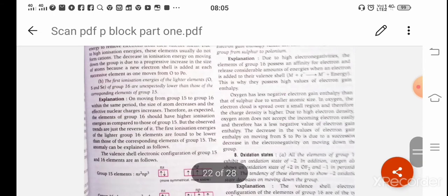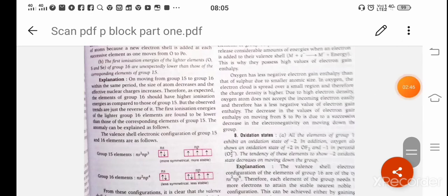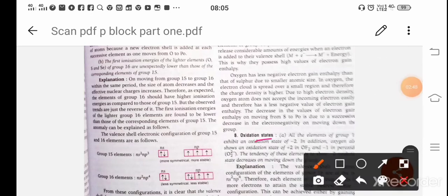Now coming to the next property, that is oxidation state. Oxidation state depends upon the number of electrons present in the outermost shell, and two categories of oxidation state are observed in group 16, that is negative and positive. The negative oxidation state, exhibited by almost all the elements, is -2, which has also been shown by oxygen and the other elements in the group.